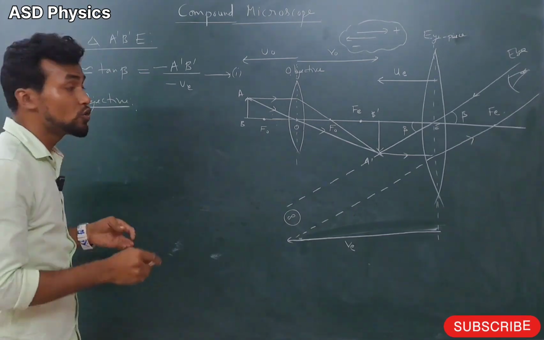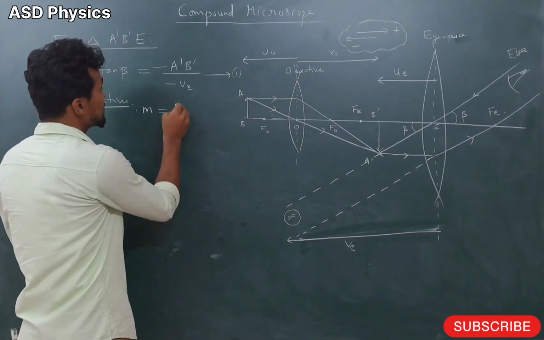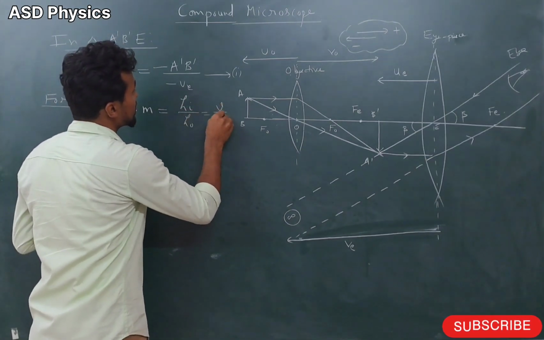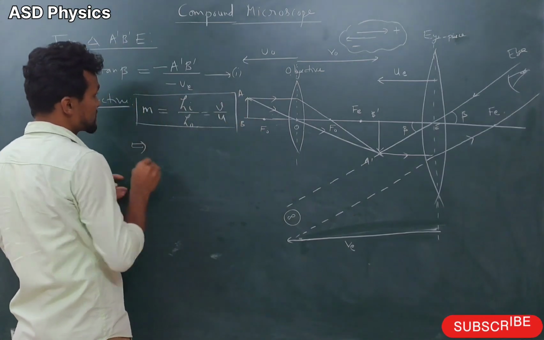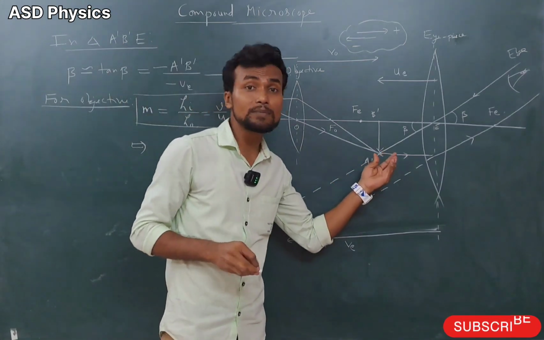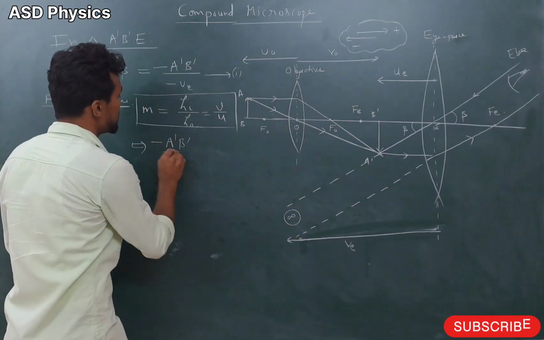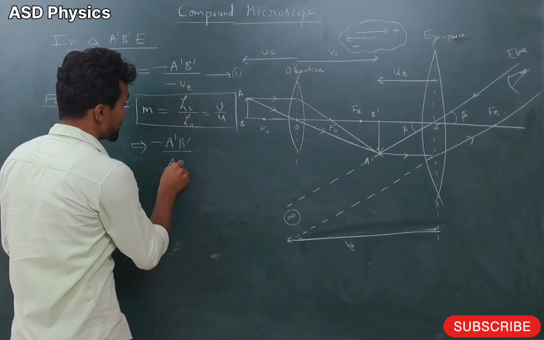Okay, my dear students, after that, if we write for the objective, you know very well, for any kind of lens, magnification is given by height of image by height of object, and what is this? V by U. Okay, so my dear students, for the objective, where is the image? Down the axis. So we write here minus A dash B dash. Where is the object? Above the principal axis, plus AB.